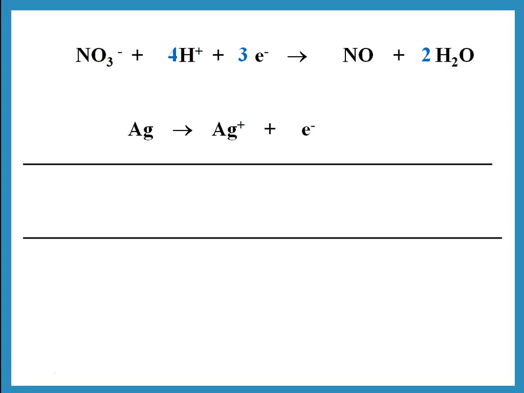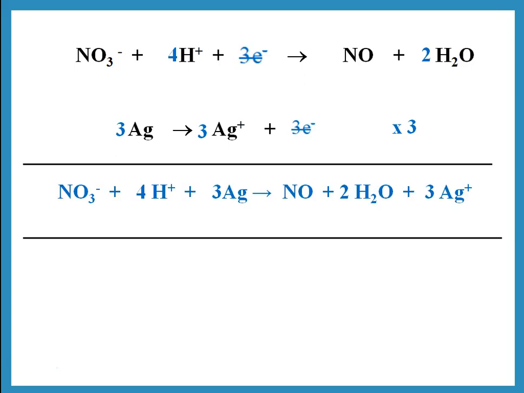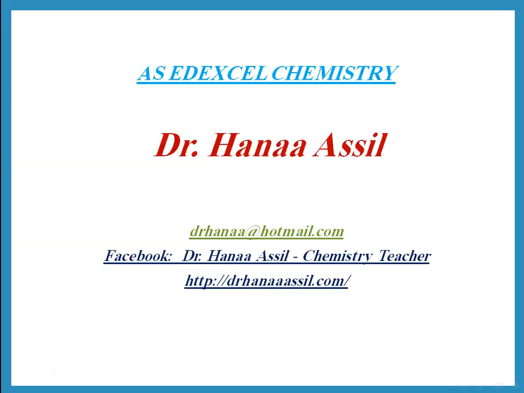Now the second equation is already balanced, but I need to have the same number of electrons, so I need to multiply everything by 3 so that I can cancel the electrons and add up everything to give the overall equation. Okay? Okay, and that's the end of this chapter. Please study all of this, go over it, and try the questions, and then we'll meet in the next video. Thank you.